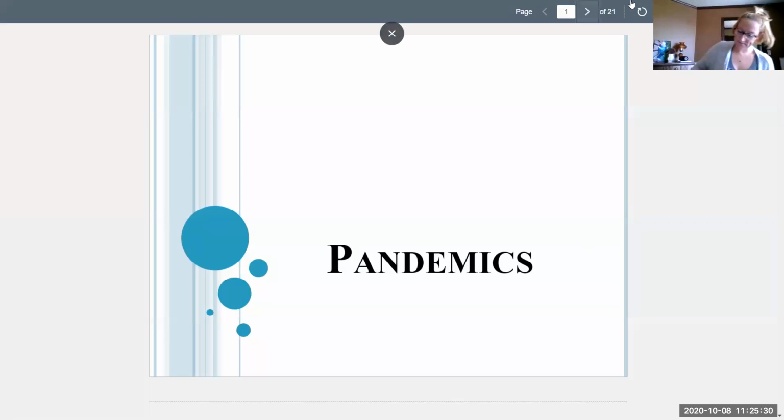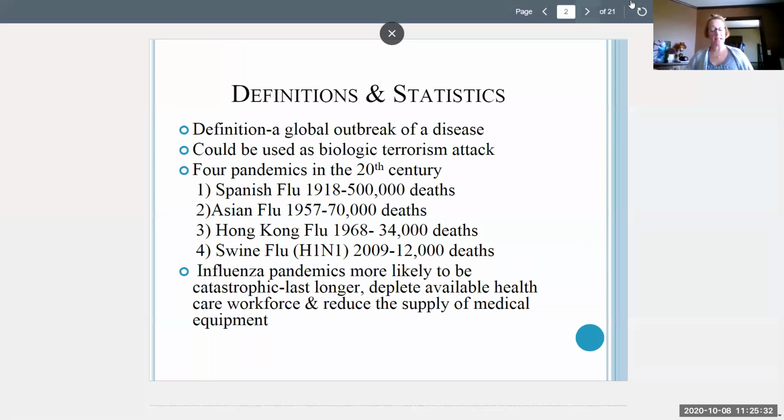All right, so pandemics. The definition is a global outbreak of a disease. It could be used as a biological terrorism attack as well. So there were 4 pandemics in the 20th century, and now we have our lovely COVID-19 for 2020. But the Spanish flu, which is what they were originally predicting the deaths to be more like, we have now well exceeded that. The Spanish flu was 500,000 deaths worldwide, but now with COVID it's over a million worldwide.